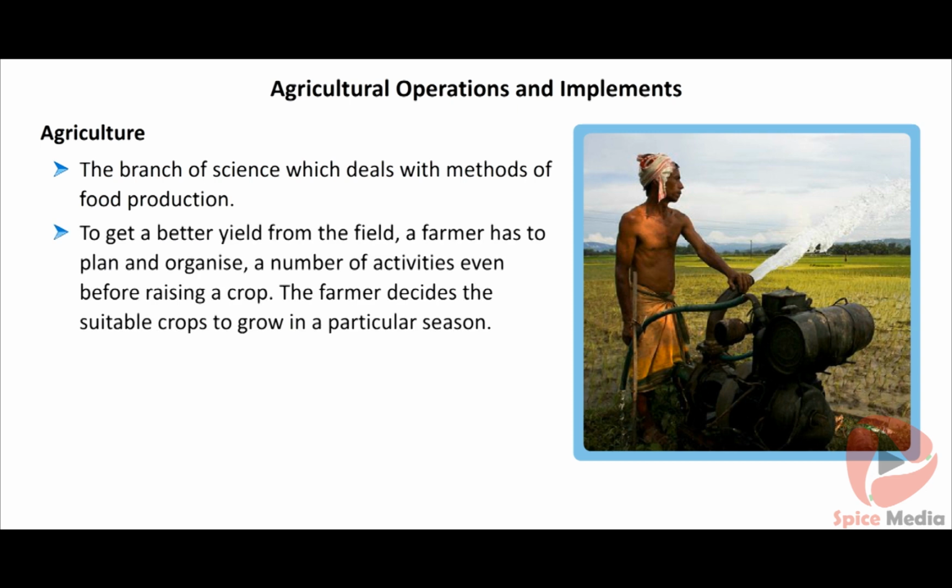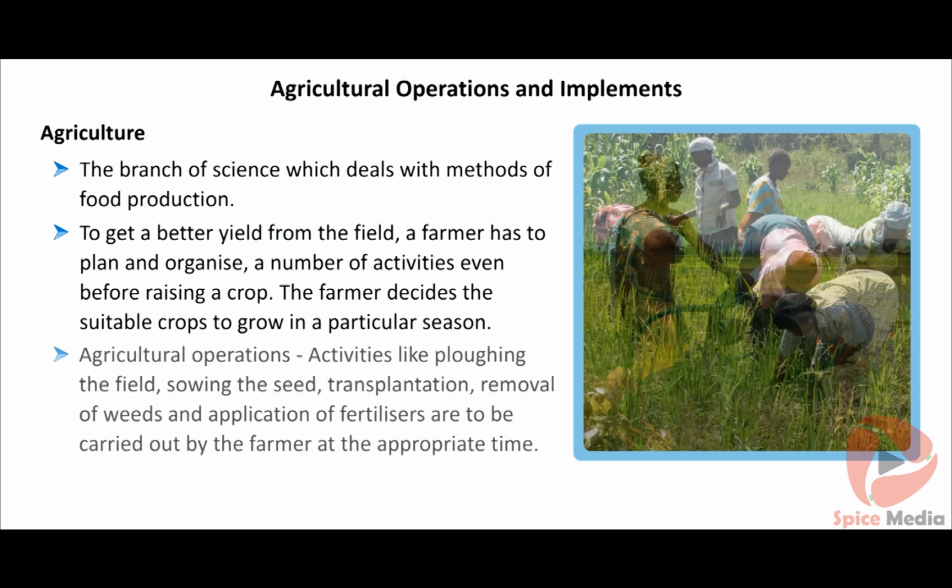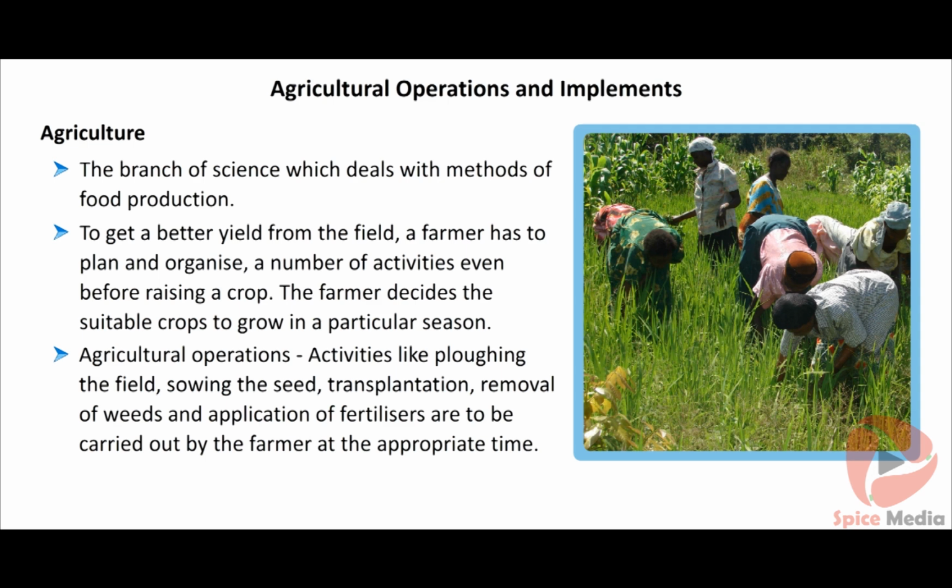The branch of science which deals with methods of food production is known as agriculture. To get a better yield from the field, a farmer has to plan and organize a number of activities even before raising a crop. The farmer decides the suitable crops to grow in a particular season. Activities like ploughing the field, sowing the seed, transplantation, removal of weeds and application of fertilizers are to be carried out by the farmer at the appropriate time.